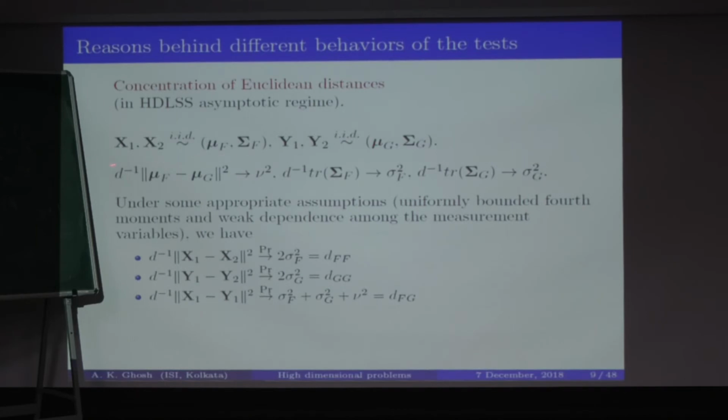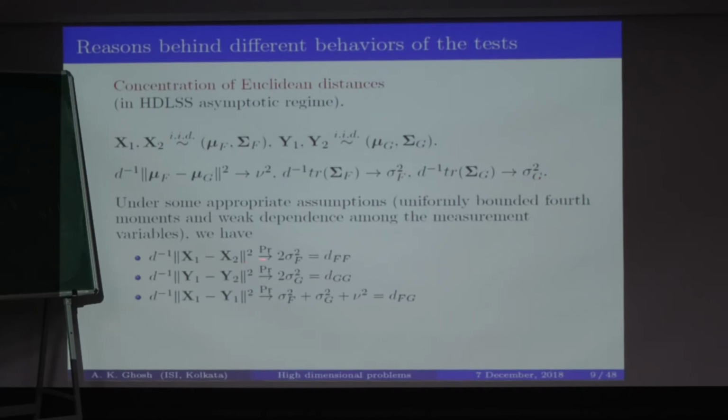Now I am assuming that the norm of the difference between the means, when divided by d to the power minus 1, goes to some quantities like this. If I divide the trace by d, I'll get this. This is basically the average variance of the first component. Here we have the average variance for the second component, and here we have another term. In our case, this was mu square, this was 1, and this was 1.3 or sigma square.